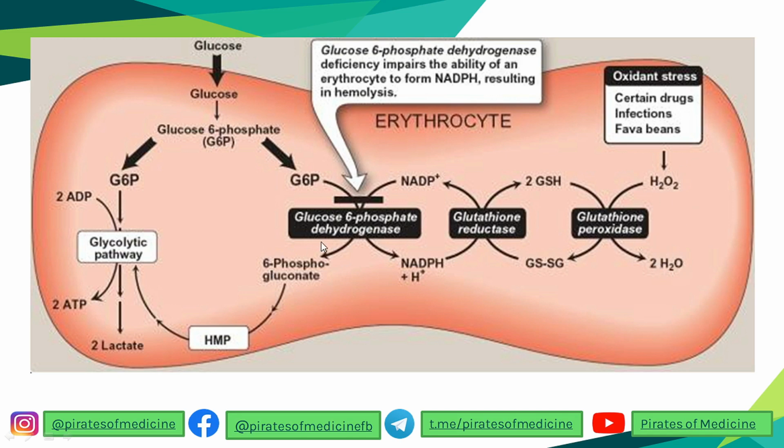But if this enzyme, glucose 6 phosphate dehydrogenase, is absent, in less amount or deficient, it impairs the ability of the erythrocyte to form NADPH, and hence glutathione reductase does not have enough NADPH to work, which will lead to them not being able to work, and oxidative stress will increase, which will cause hemolysis.